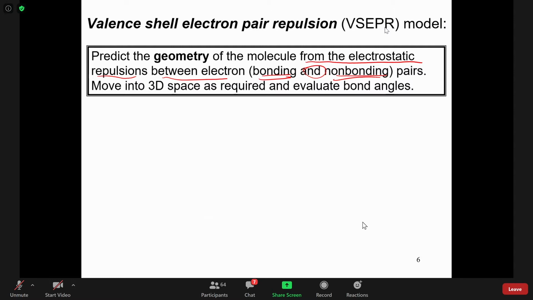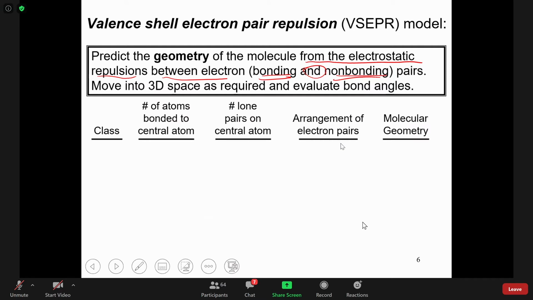Repulsion, right? Negative, negative. They don't want to be right next to each other. So they're going to orient as far apart as possible. But this is going to depend on how many bonds there are, how many lone pairs there are. That's going to directly impact how they can orient themselves as far as possible away from one another.